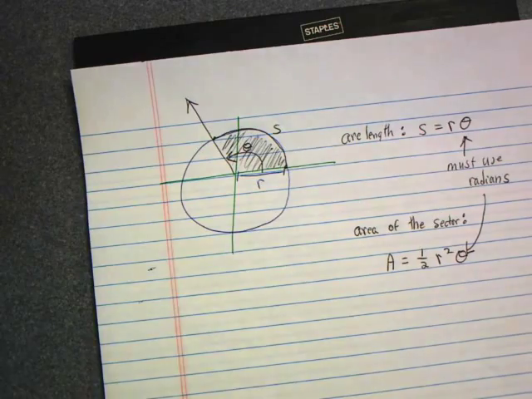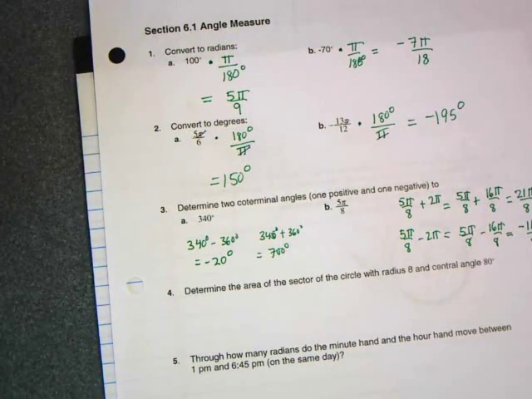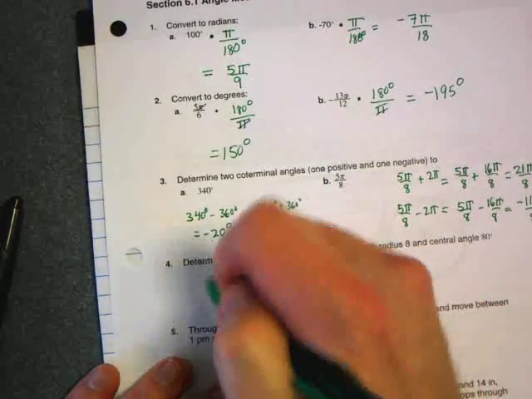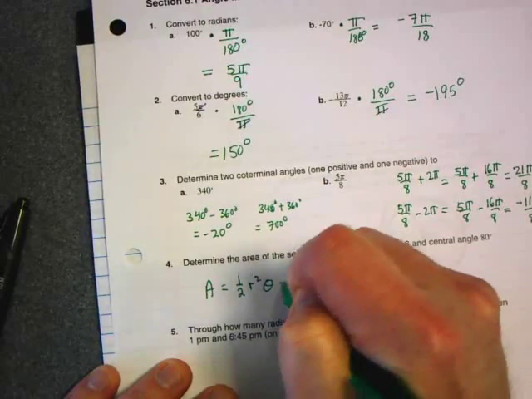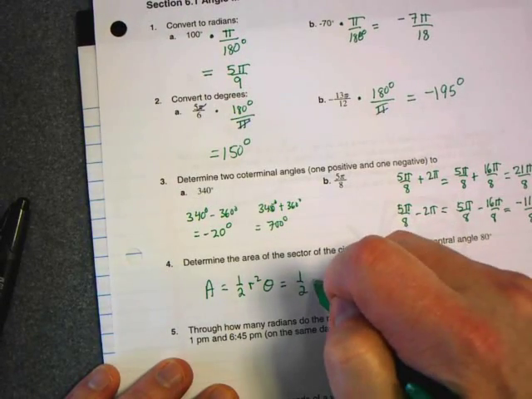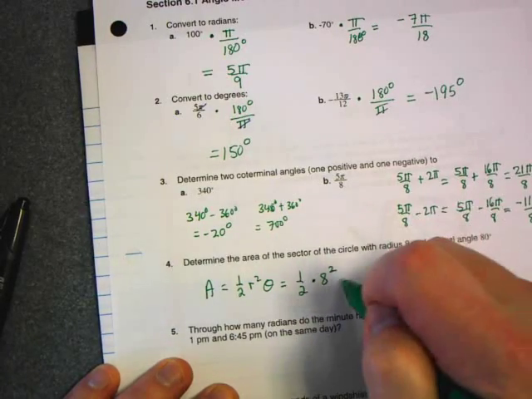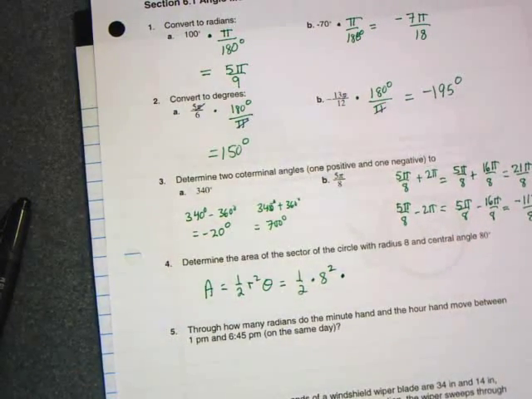Okay, so to answer number 4, determine the area of the sector of the circle with radius 8 and central angle 80 degrees. Well, the formula I just gave you was area is 1/2 r squared theta. So that's going to be 1/2 times 8 squared times, and then what's the problem? They gave me 80 degrees, and I just told you can't use degrees, you have to use radians. So you have to convert it.